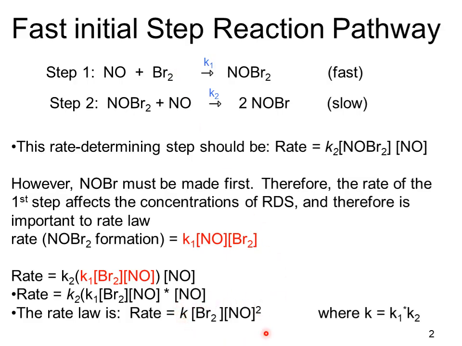So if you just count up all of the reactants that exist for the rate determining step, that's going to be your rate law. And that's it. That's much easier, actually, than doing the math.